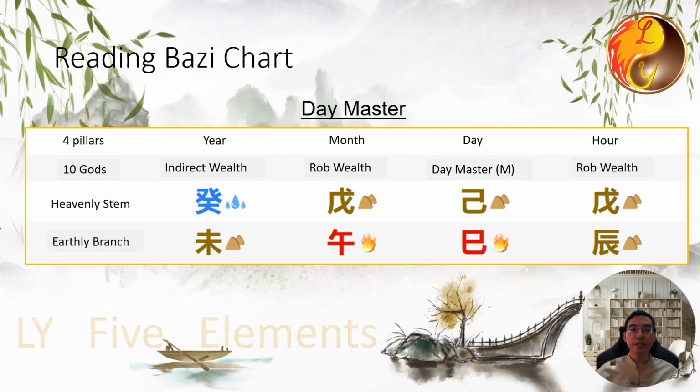The first step in reading a Bazi chart is to determine the strength of the day master. What is the day master? This character is called the day master. This character represents oneself, the person whose chart is being plotted.